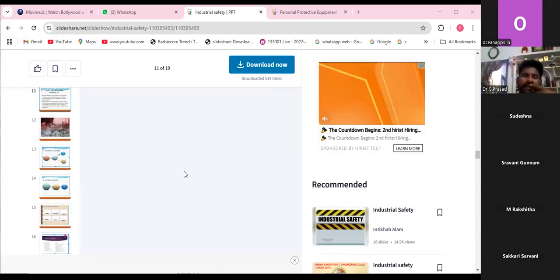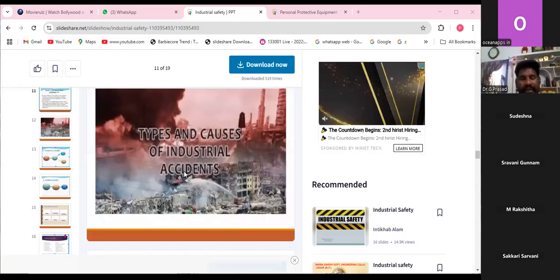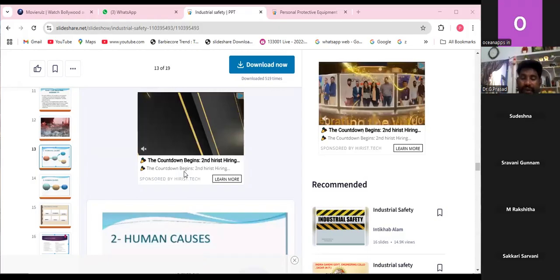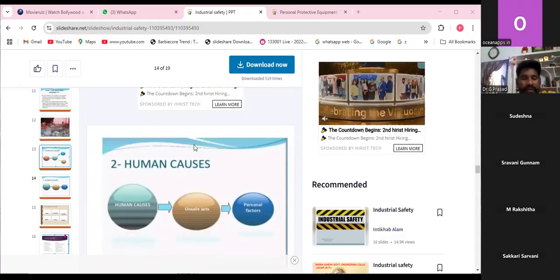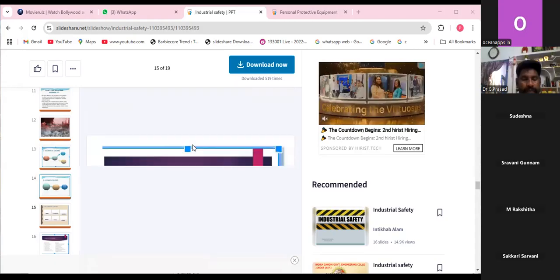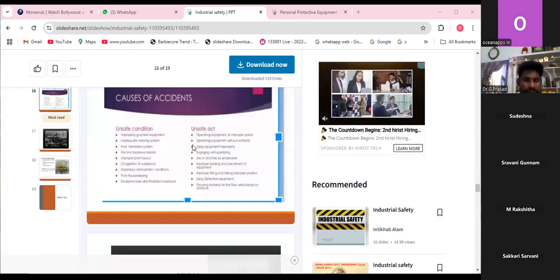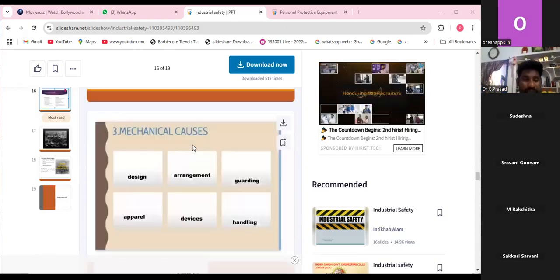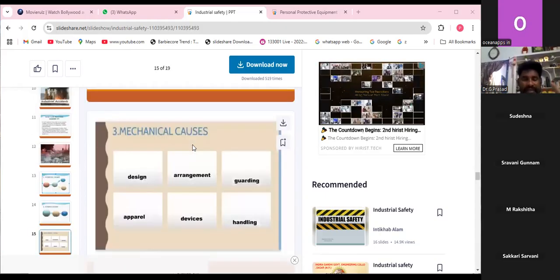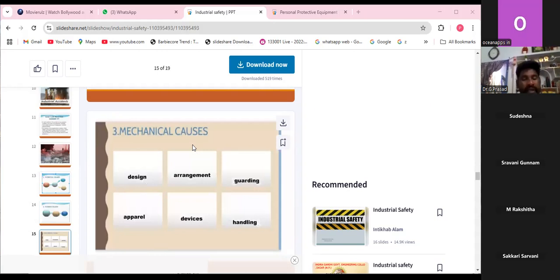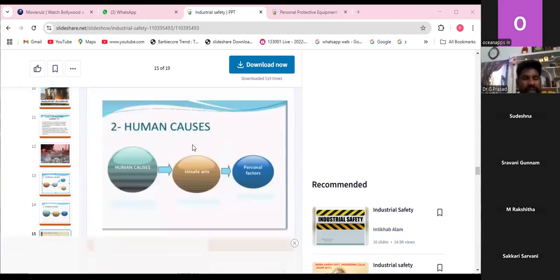So, types and causes of industrial accidents. That means what types happen and how. So the first one is technical causes, the second one is human causes, and the third one is mechanical causes. These are the reasons when you get any fire accident or any hazard accident in the company. Technical, human, and mechanical.